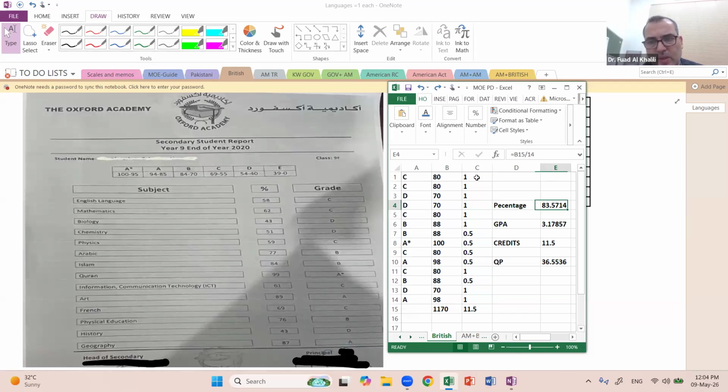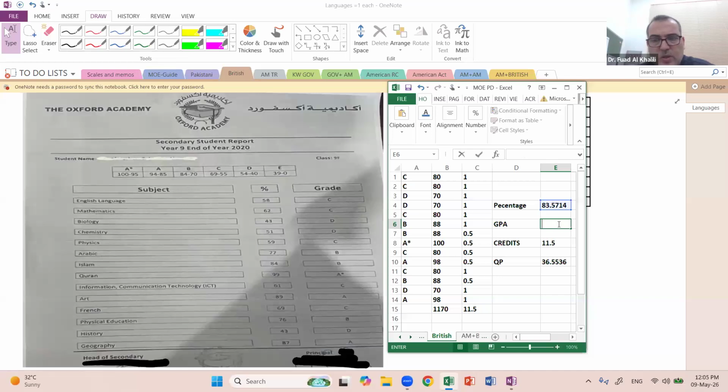Now notice the percentage. How do I calculate the percentage first? Percentage equals the total that I calculated divided by how many subjects the student took. 1, 2, 3, 4, 5, 6, 7, 8, 9, 10, 11, 12, 13, 14 subjects. Divided by 14, and this is his percentage from this report card.